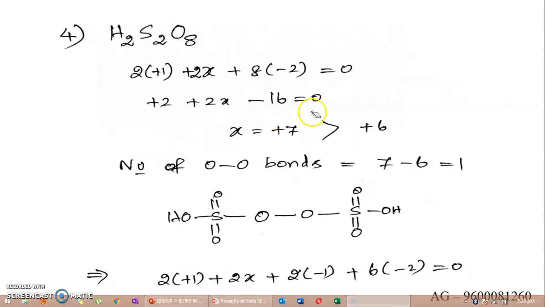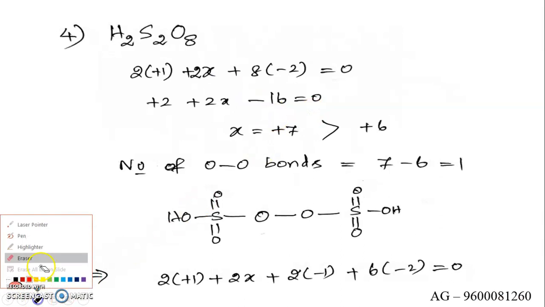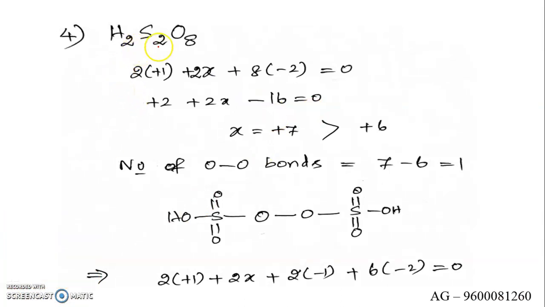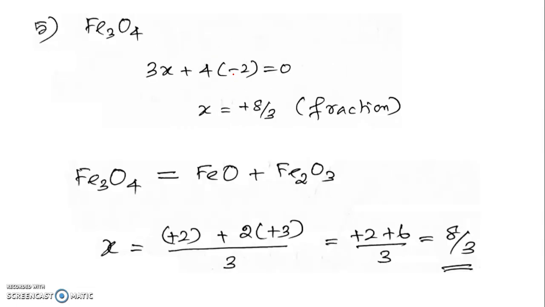Are you clear? This compound can also be called peroxydisulfuric acid. Okay, you have a peroxy group, peroxydisulfuric acid. And this compound is familiarly called Marshall acid. That's the familiar name of this compound. Okay, then I'll show you another example.